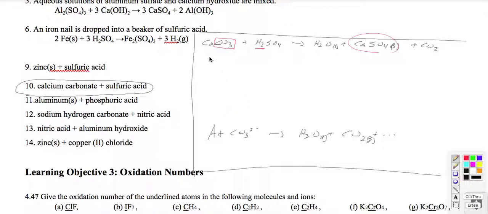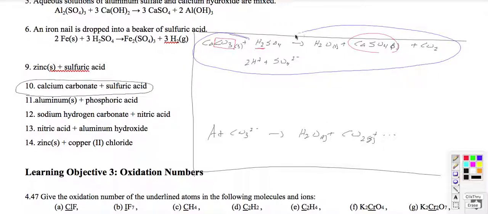Can we split things up here? Actually, maybe we can't. Calcium carbonate in this case is going to be a solid. Carbonates are solids. This is going to be our only thing that we can split up: 2 hydrogens plus sulfate. And then we don't split up the water, we don't split up the calcium sulfate, we don't split up the carbon dioxide. So this is right here. Let's do it in blue. The net ionic reaction for that one.